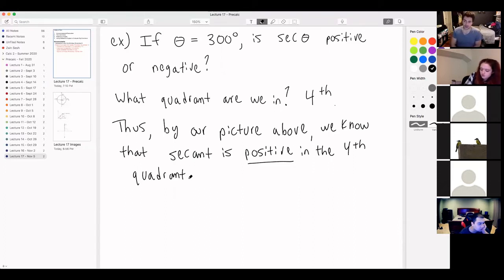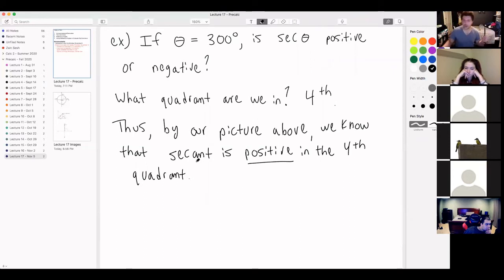Identify what quadrant you're in, and then just go and use that picture, or you can use that phrase, all students take calculus, or make up your own phrase. That's cool too. All right, very good. So now we're going to move on. We're doing well here.